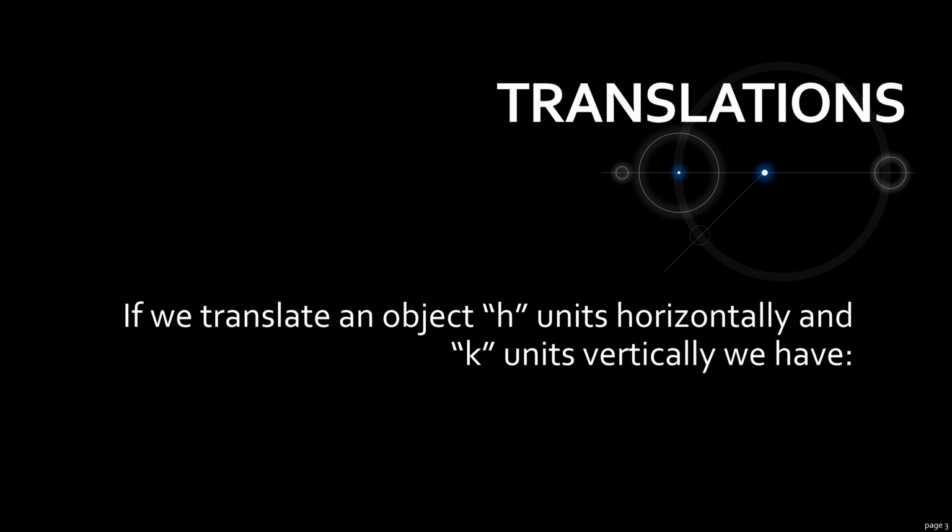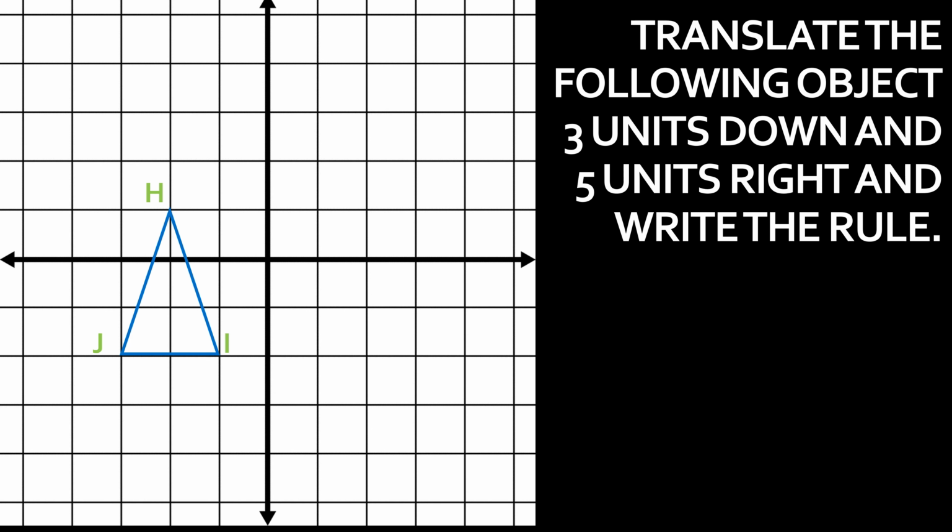So the first thing we're going to be looking at are translations. When we talk about translations, we're talking about simply moving an object vertically or horizontally. And this is our general rule for translations. In this example right here, we're asked to translate this object 3 units down and 5 units right, and we're going to write the rule out.